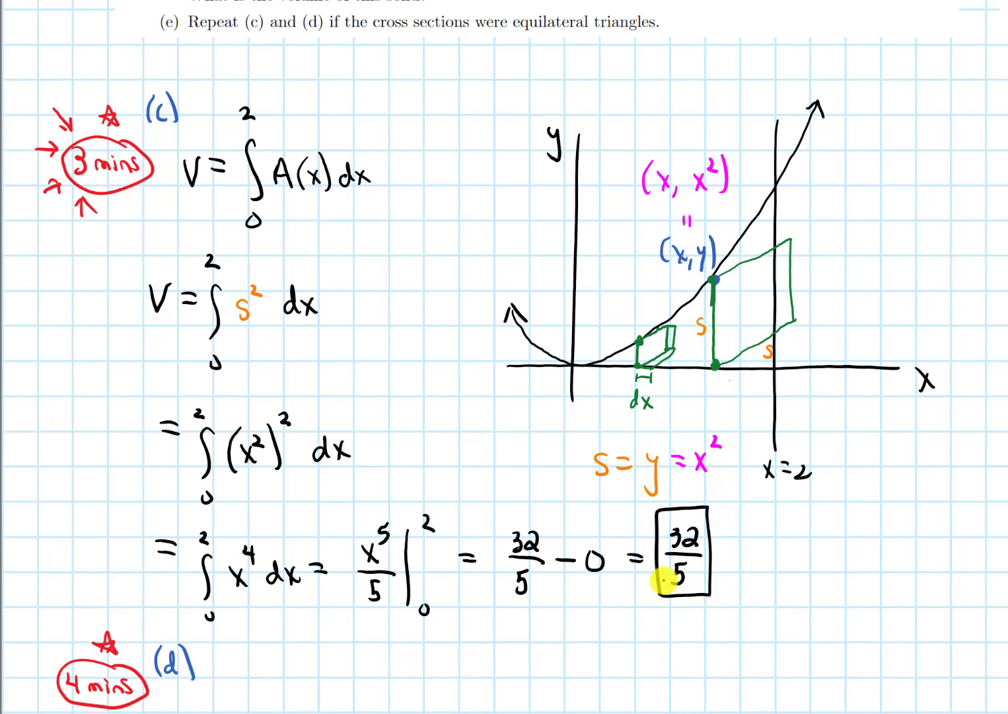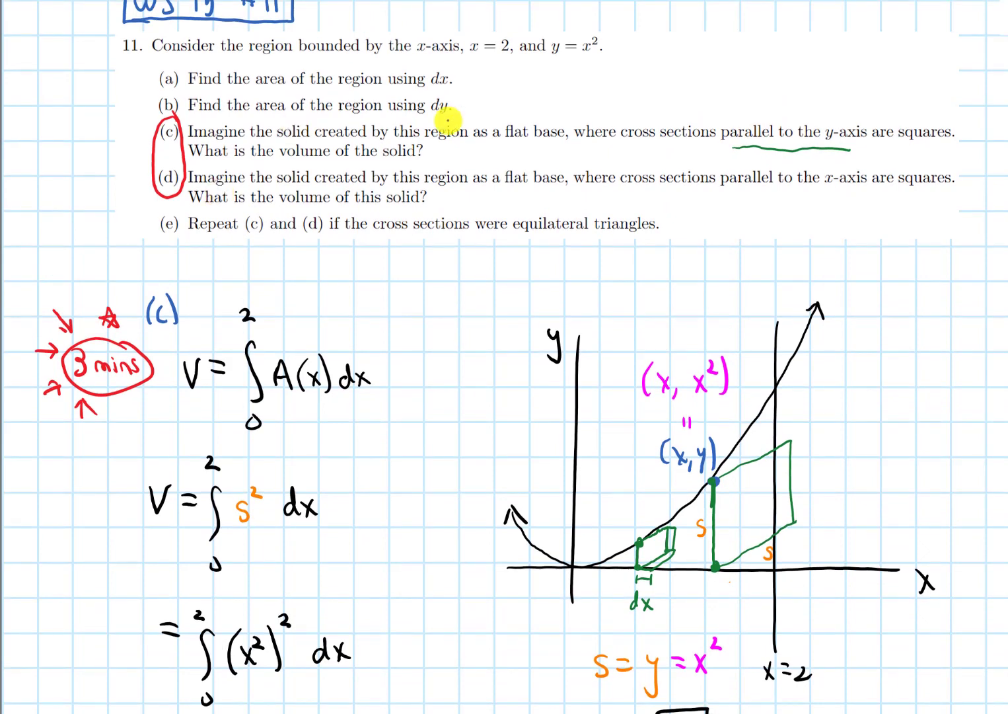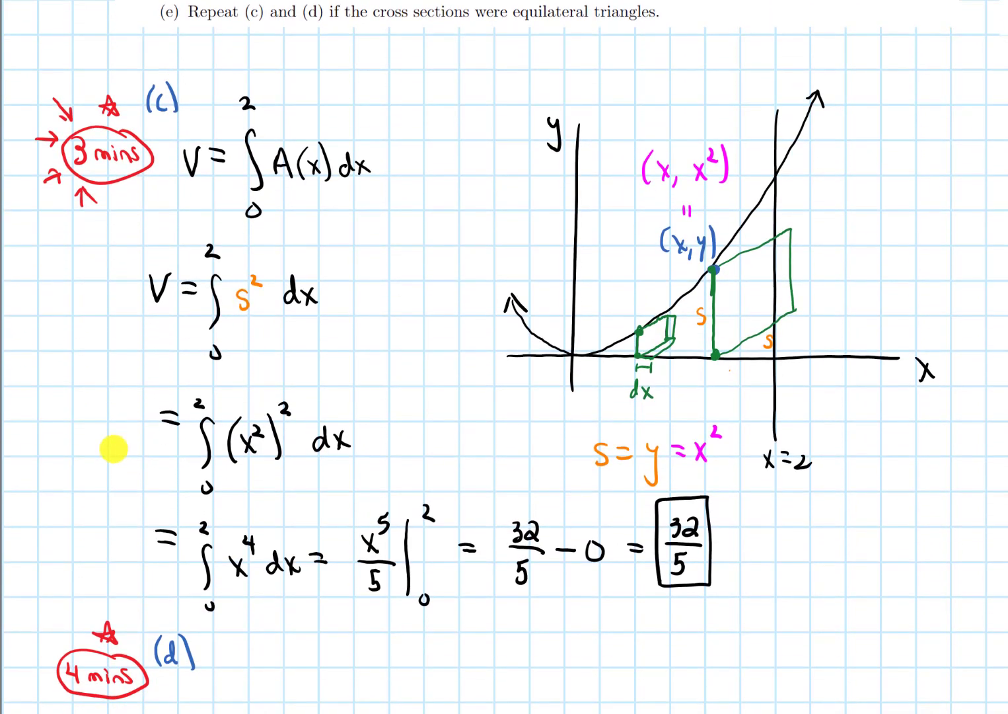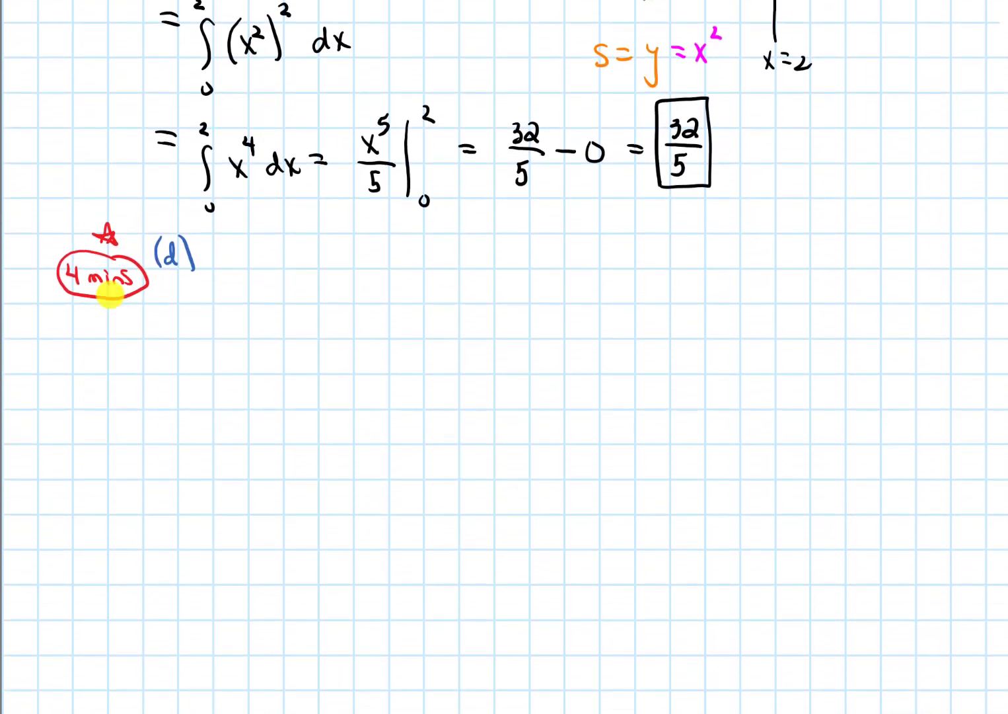All right, so part D now says, do the same thing, but now make the cross sections be parallel to the x-axis instead. For this one, I want to first give you 4 minutes to try it without me drawing anything this time. So pause it in 4, 3, 2, 1, pause it and try it for 4 minutes first.